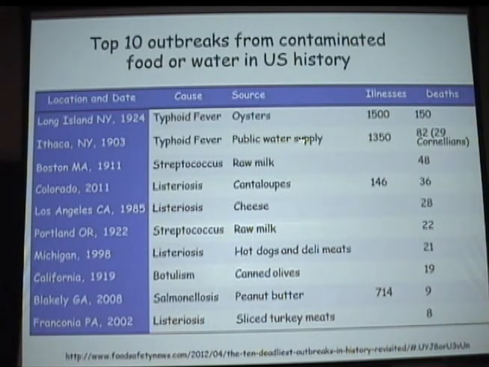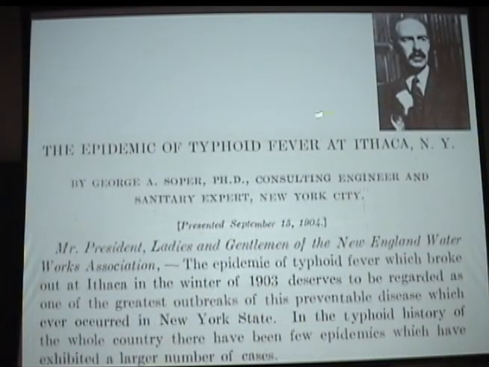So let's finish the semester talking about that epidemic. This is George Soper. George Soper had a PhD, and he was a sanitary expert for New York City. And he wrote this article. He came the next summer and analyzed everything, and he wrote a paper that you can get from the library. And actually the 4-credit option people read this paper.